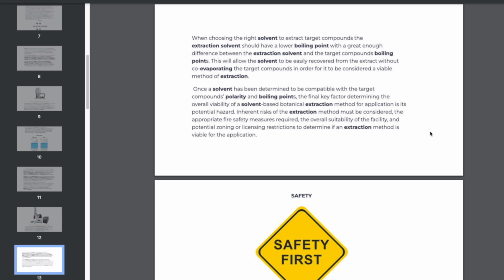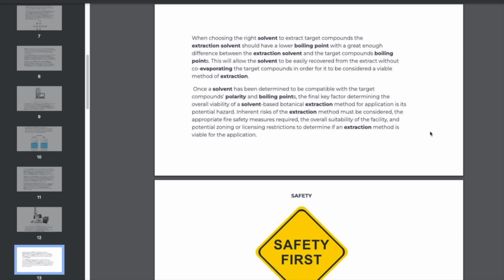So, in order of importance, right? Number one, what do we have the capability to achieve as far as regulation and safety requirements? Number two, how can we select a solvent that has replicable polarity between the target compound and the solvent that we're using to extract with? And number three, is there any chance of degrading the target compound based on the boiling point of the solvent that we use to extract?